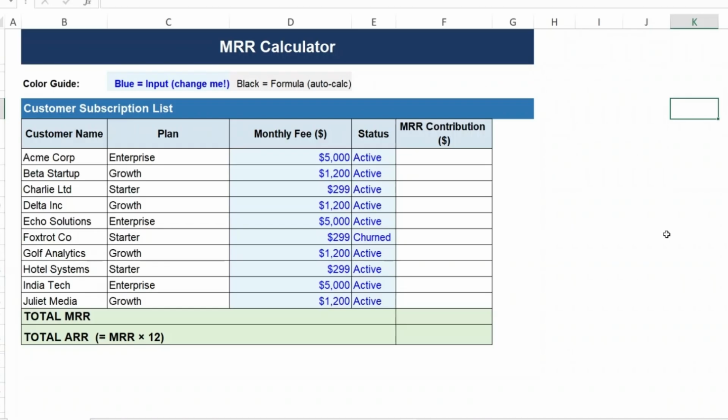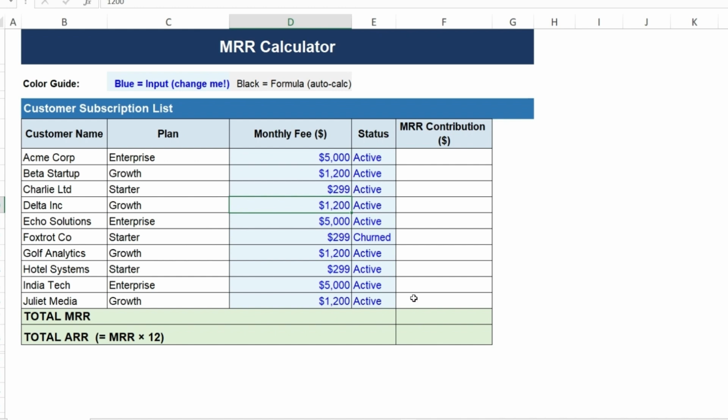Now let's understand how MRR is calculated with the help of an Excel example. Here we have the customer subscription list for 10 customers where we have also mentioned the plan that they have with them. So, for example, Acme Corporation has the enterprise plan, Beta Startup has the growth plan, Charlie Limited has the starter plan, and so on. With each plan, there is a monthly fee involved. For example, for the enterprise plan, we are charging 5,000 per month. For the growth plan, we are charging 1,200 per month. For the starter plan, we are charging 299, and so on.